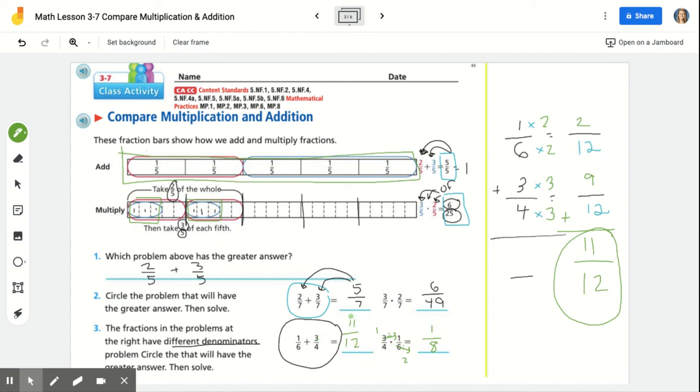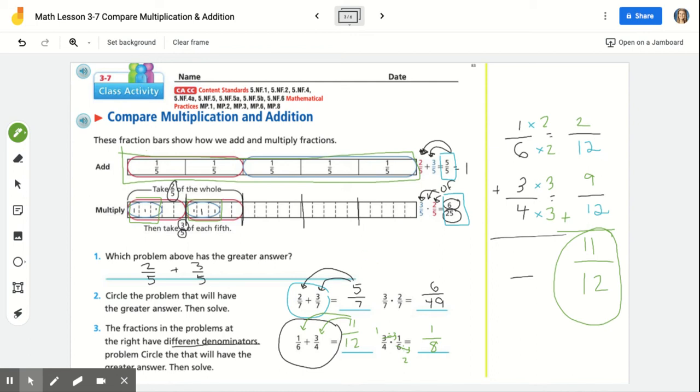I predicted that 11/12 would be larger than 1/6 and larger than 3/4. It was. I predicted that my answer for 3/4 times 1/6 would be less than 3/4. It is less than 3/4 and less than 1/6. Great job. Thanks for following along.